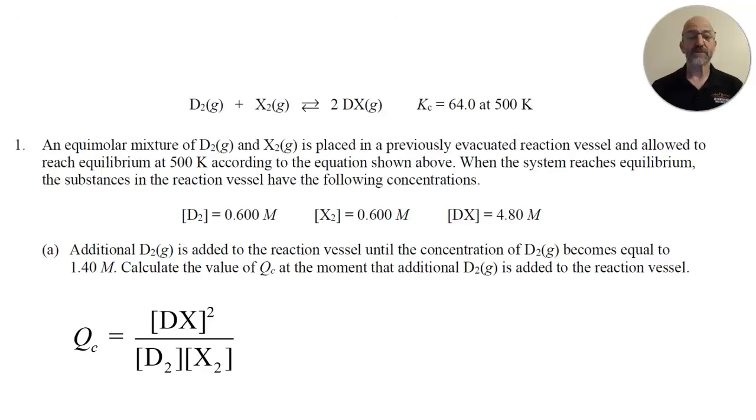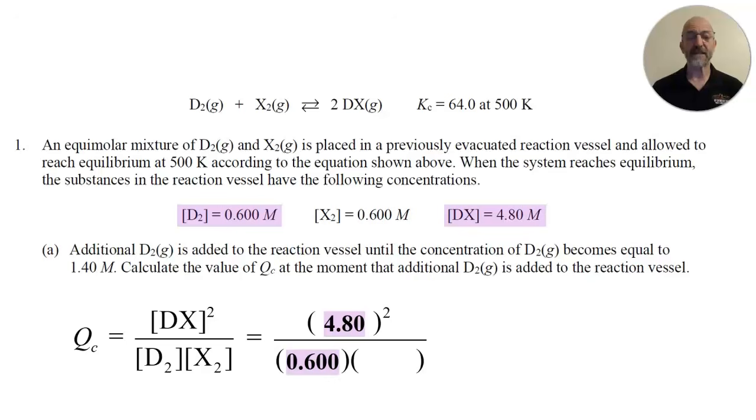Now, what I will do is plug in the three values that are listed for the concentrations of the substances at equilibrium and verify that, in fact, Q equals K. So we can see that the concentration of DX at equilibrium is equal to 4.80 molar. So that number goes in the numerator of my Q expression. And then the substances D2 and X2 have concentrations of 0.600 molar. So those values will go into the denominator of my Q expression.